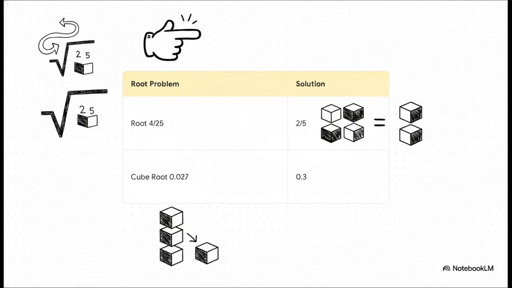And when you need to find the root of a fraction or a decimal, you just calmly apply that undo button to the separate parts. To find the square root of 4 over 25, you just take the root of 4, which is 2, and the root of 25, which is 5. So your answer is 2/5. You're really just revealing the original building blocks, layer by layer.